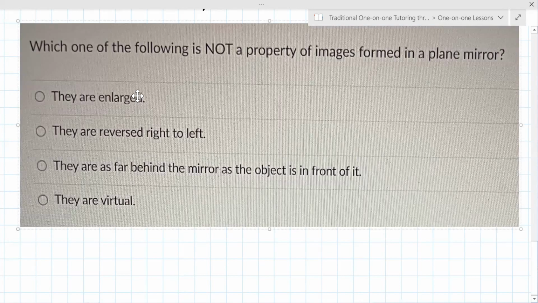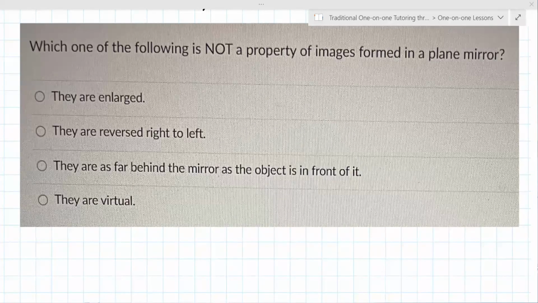Okay, which one of the following is not a property of images formed in a plane mirror? Plane mirror. Okay, so I have to look up properties of plane mirrors. It says it's laterally inverted.